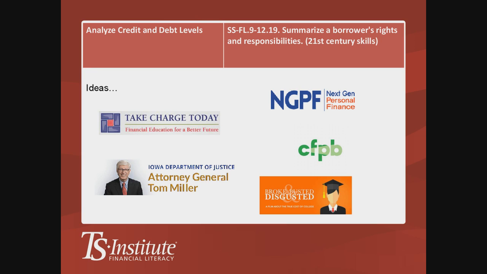So the last image is the Broke, Busted, and Disgusted. That is a great video on students that are graduating from college and just realizing, oh my goodness, I am in extreme debt. How am I going to recover from this? Perfect example of borrower rights and responsibilities. Students are getting out of school. They can't afford their debt. They're wanting to get out of it. But because of the contract, they didn't understand what they were signing up for.